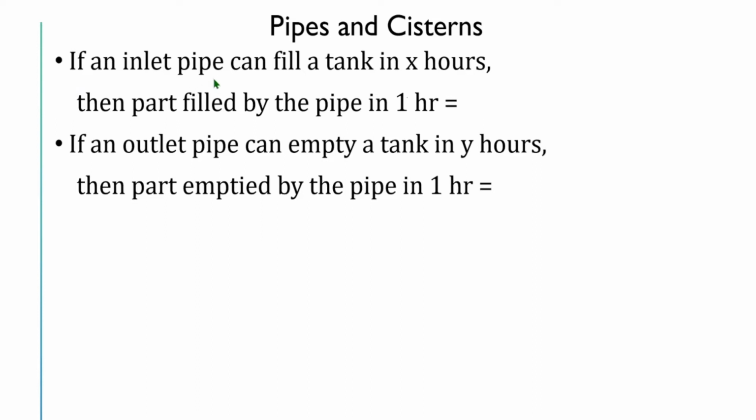If an inlet pipe can fill a tank in X hours, then the part filled by the pipe in 1 hour will be equal to 1 by X. If an outlet pipe can empty a tank in Y hours, then the part emptied by the pipe in 1 hour is equal to 1 by Y. So, if a pipe can fill a tank in X hours, then in 1 hour it can fill 1 by X part of the tank. Similarly, if an outlet pipe can empty a tank in Y hours, then in 1 hour it can empty 1 by Yth part of the tank.